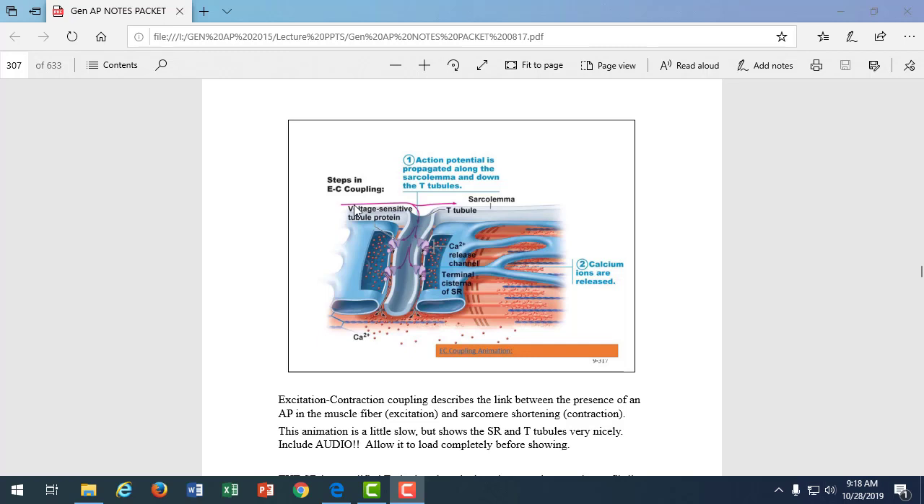So the first step then is we have the muscle cell membrane, and we have what are called invaginations, which are little tunnels of the muscle cell membrane where that action potential can go deep down. So these tunnels are called T-tubules. A T-tubule is just a tube, think of it, a tubule, a passageway for the action potential to go deep down into the muscle cell.